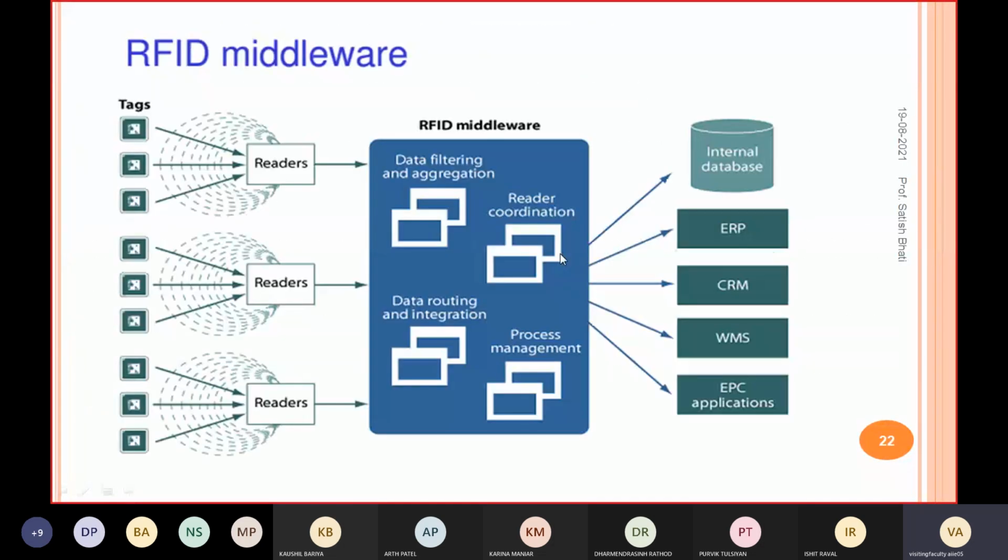So here in the figure you can see I have mentioned some applications on the right side. On the left side you have the tag, after that you have a reader. Beside the reader you will find the dotted line, which is nothing but its range. So whenever this tag goes in the range of the reader, it will get the data from the tag, or whatever data is written in the tag, and from the reader it will pass the data to the middleware.